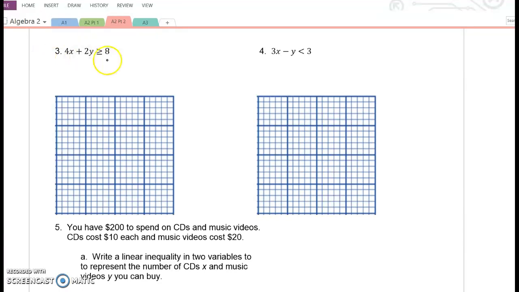So I like to rearrange the equation to make it look more like y equals mx plus b. If we were going to rearrange this equation, how do we get this y by itself? Subtract 4x. So we have 2y is greater than or equal to -4x plus 8. Then divide everything by 2. We are going to graph y is greater than or equal to -2x plus 4.